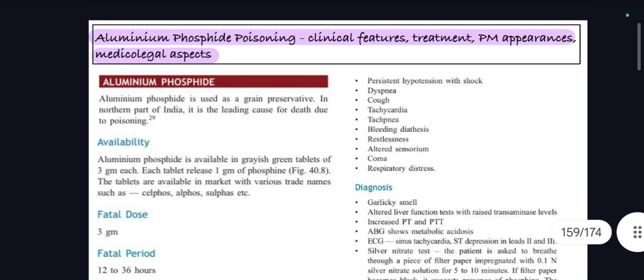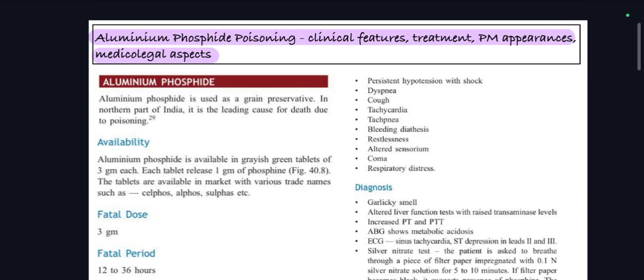What about aluminium phosphide poisoning? What are the clinical features? What is the treatment, PM appearances, and medicolegal aspect? Aluminium phosphide is one of the famous homicidal poisons, if you remember. So we'll start with aluminium phosphide. Aluminium phosphide is used as a grain preservative. In northern part of India, it is the leading cause for death due to poisoning.